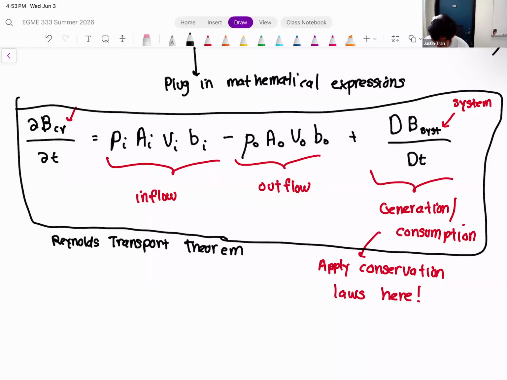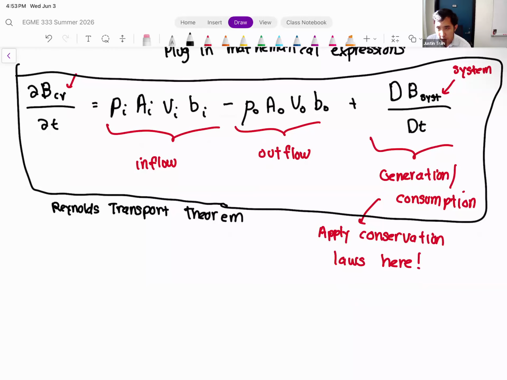I think the terms with the most unknown variables are the inflow and outflow, so let's describe those. First we have rho, which should be a familiar character. This represents the density of the fluid. Technically, we account for the fact that density can change from the inlet to the outlet. That's very uncommon, so most of the time we're considering an incompressible fluid where density is constant, but Reynolds transport theorem doesn't make that assumption. So you can have different densities at the inlet and outlet.